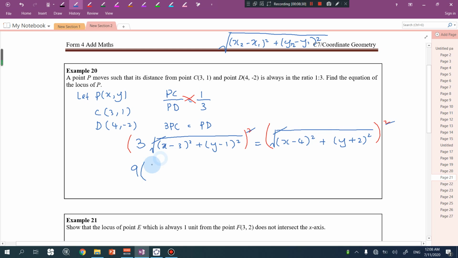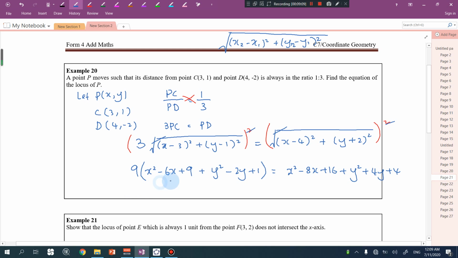We use the formula that I showed just now. So x squared minus 3 times x times 2, 6x plus 9, 3 squared. Okay, this part also same thing. Y squared minus 1 times y times 2, 2y plus 1. Okay, so here also doing the same thing. X squared minus 8x plus 16 plus y squared plus 4y plus 4. I'm just using the formula that I showed just now to do some expansion over here.